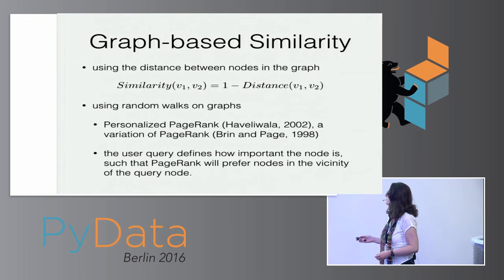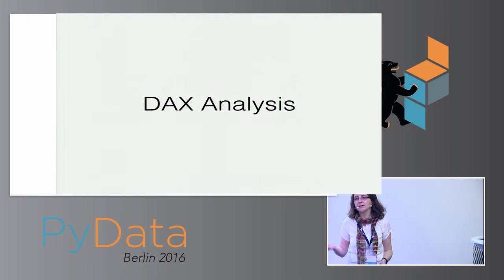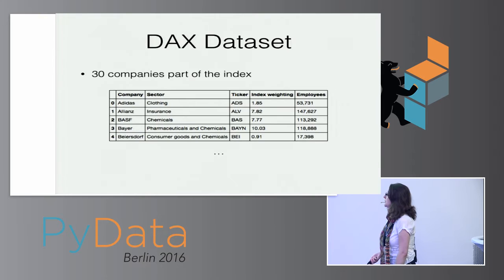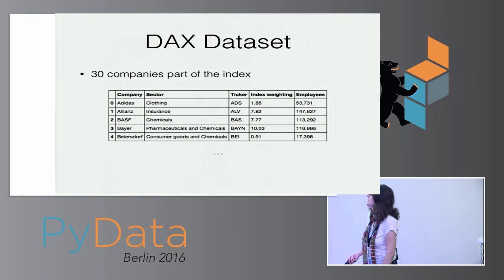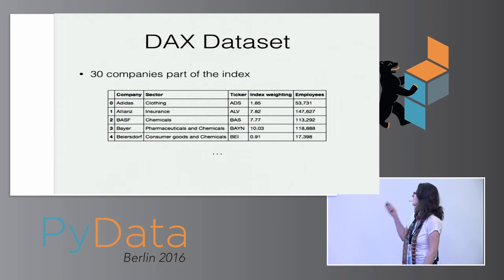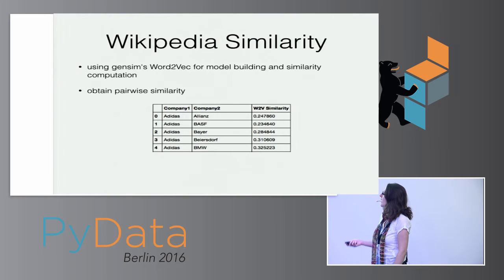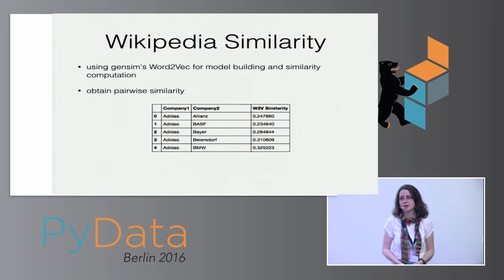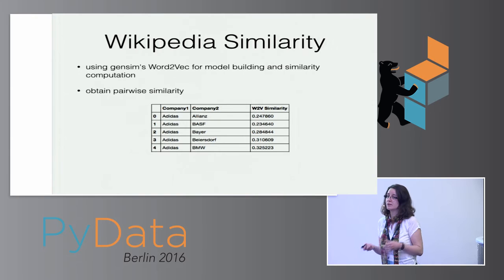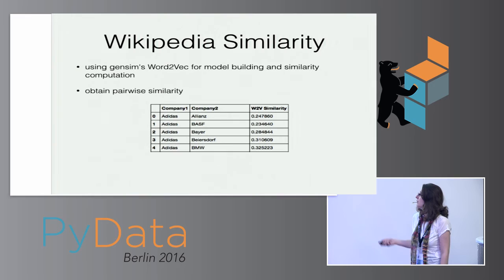Good. So now, coming to our analysis, what we did is we took the 30 companies part of the DAX index, and for each company, we had information like its sector, ticker symbol, index weighting, and number of employees. And we used Gensim in order to construct our word2vec model, and we also used it in order to compute the similarity between the companies. So for each company pair, we obtain our word2vec similarity.